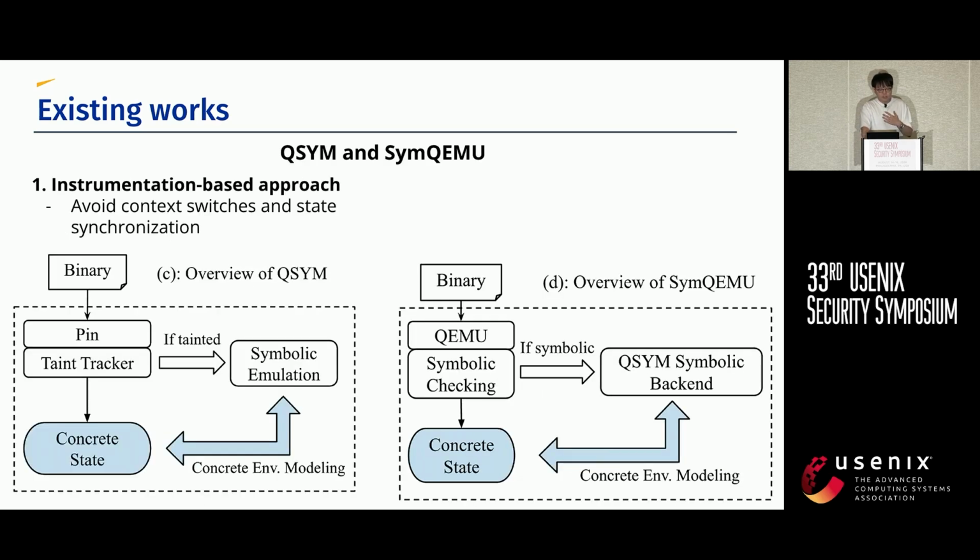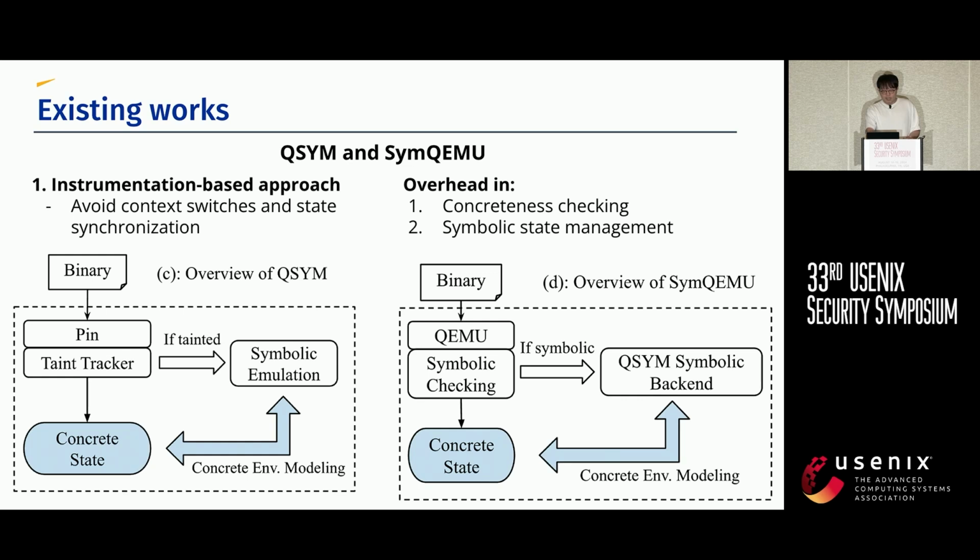There's another line of work, like QSym and SymQEMU, that tries to fix this problem by directly instrumenting the symbolic emulation logic into the target binary at runtime. Essentially, this symbolic emulation logic runs together with the target binary to avoid the context switches and the heavyweight state synchronization. However, there is still overhead in terms of the concreteness checking and the symbolic state management. In the following slides, I will focus on these two aspects.